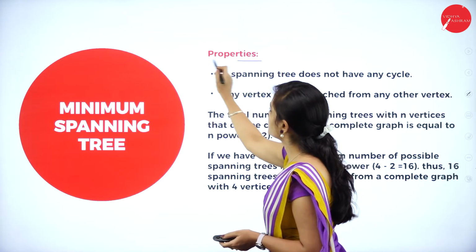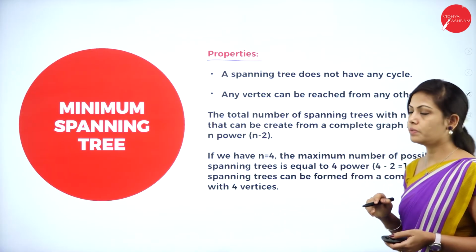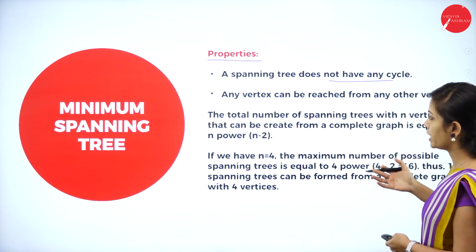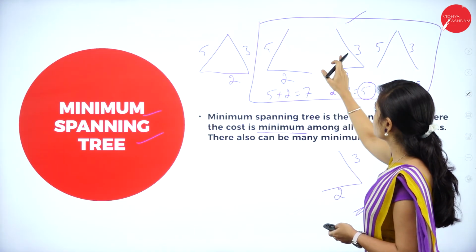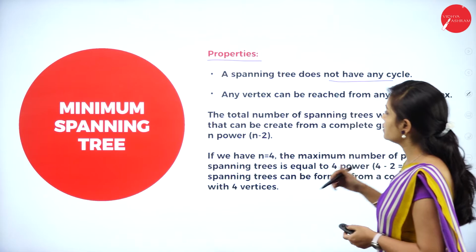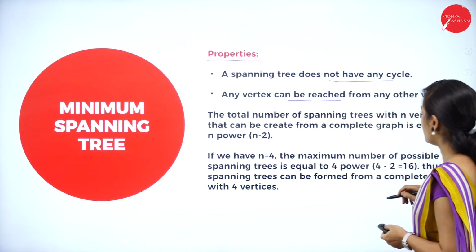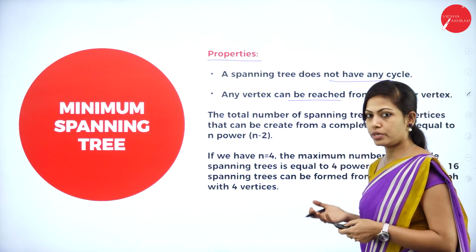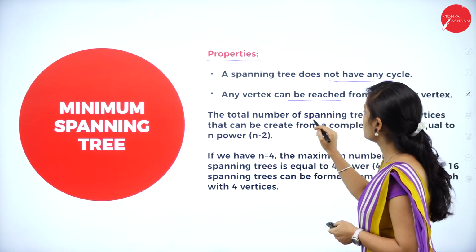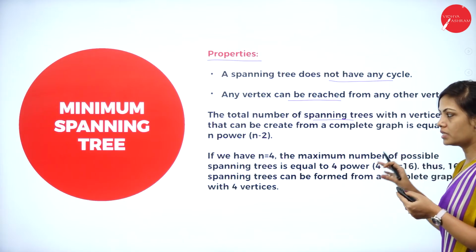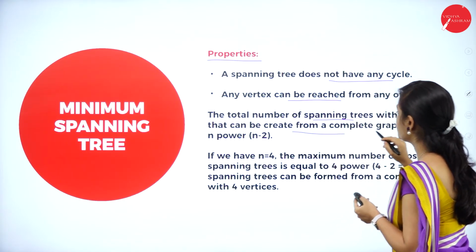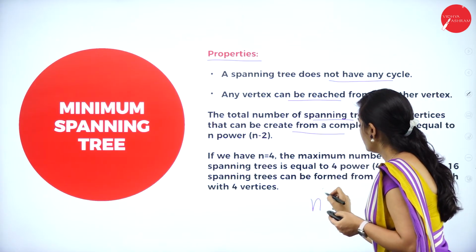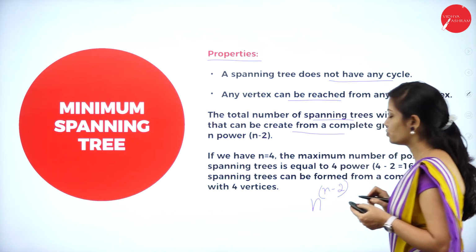And what are the properties of a minimum spanning tree? A spanning tree does not have any cycle. As I already told, a spanning tree does not have any cycle, and any vertex can be reached from any other vertex. So any vertex can be connected to any other vertex, and the total number of spanning trees with n vertices that can be created from a complete graph is equal to n power n minus 2.